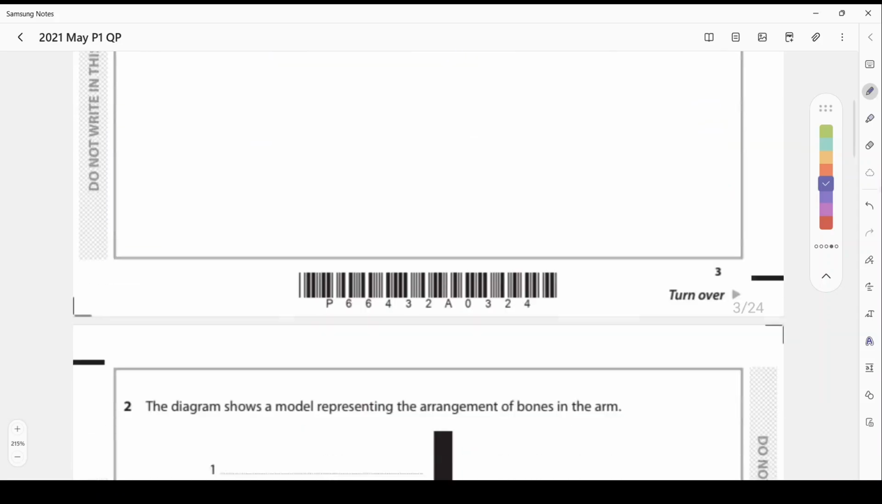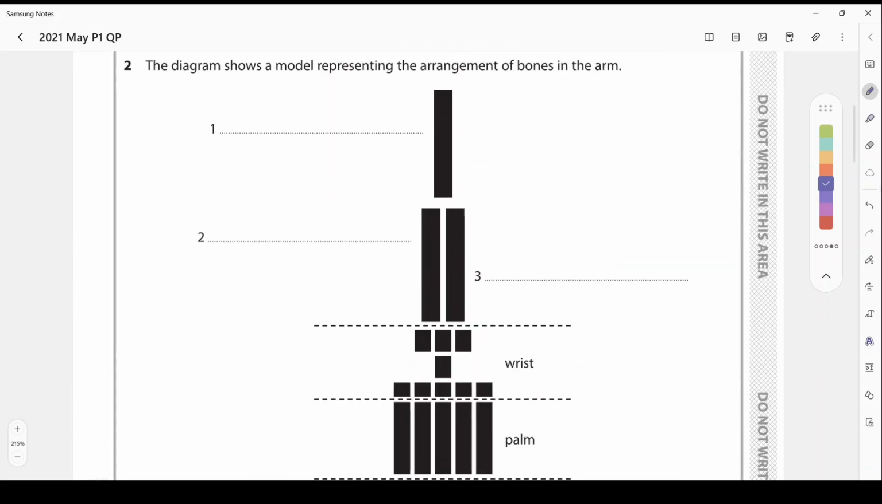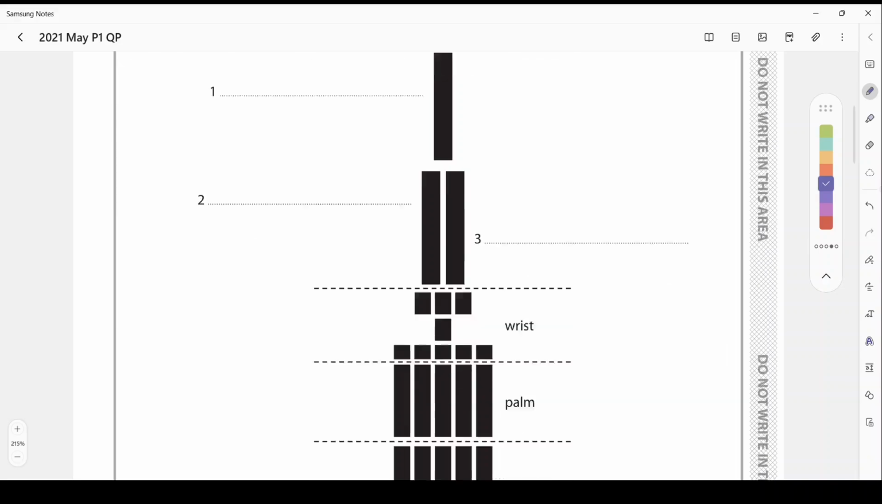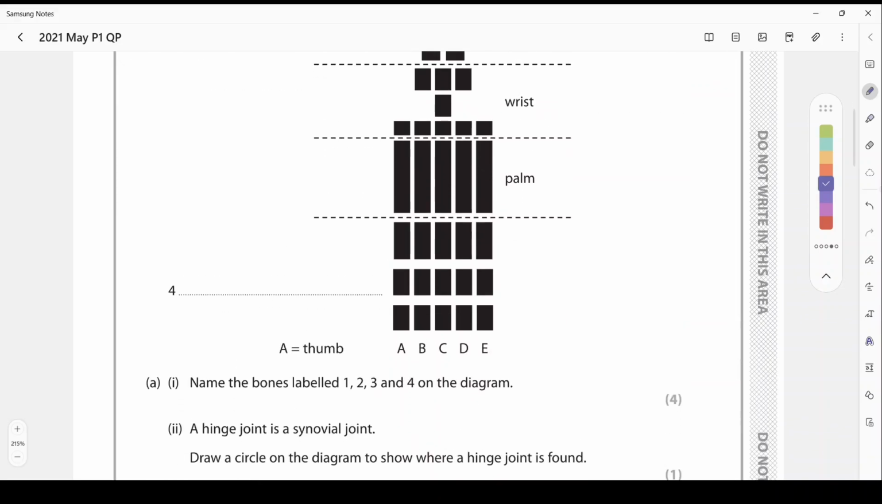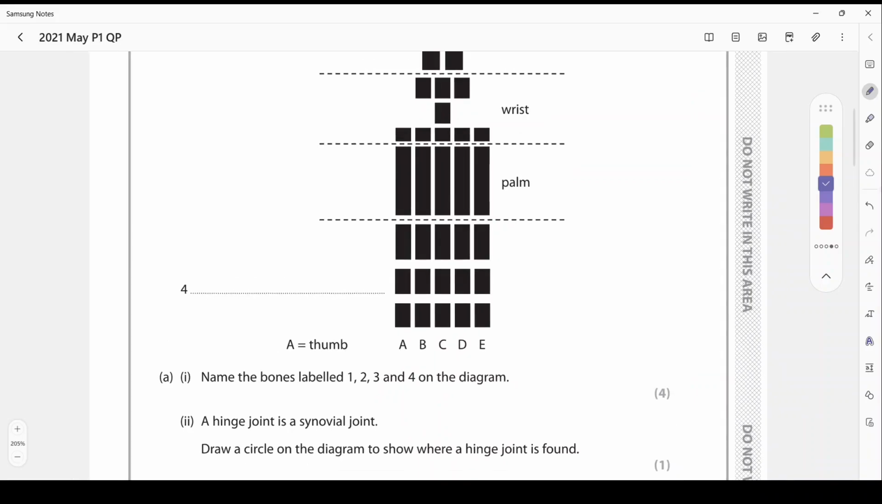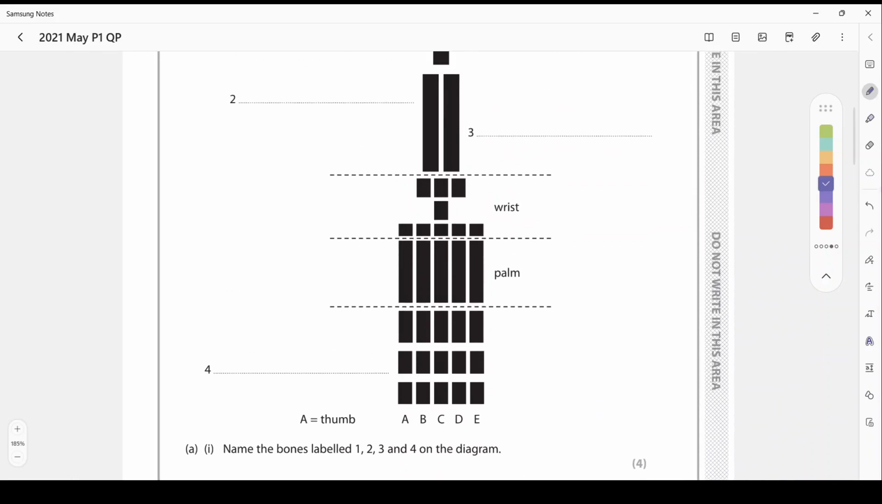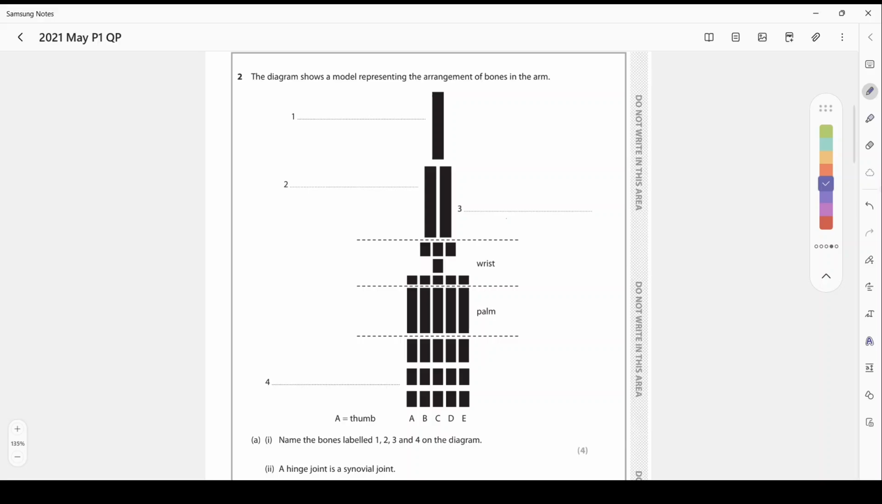All right, let's go on to question 2. The diagram shows a model representing the arrangement of bones in the arm. Let me just zoom out a little bit. Okay, name the bones labeled 1, 2, 3, 4 on the diagram. So I'm going to draw an arm here, so bear with me. This is a thumb, so A is a thumb. Let me just draw it out here. And then we've got your 4 fingers, right? And then you've got your palm and your wrist.